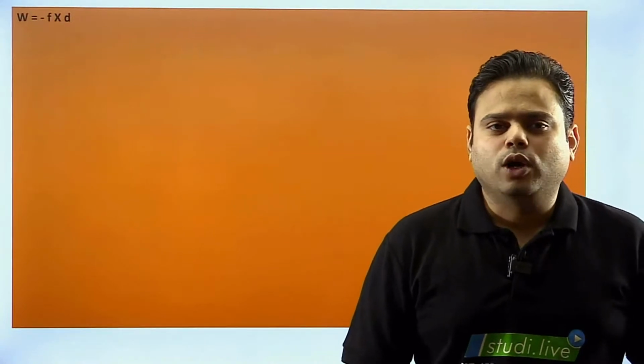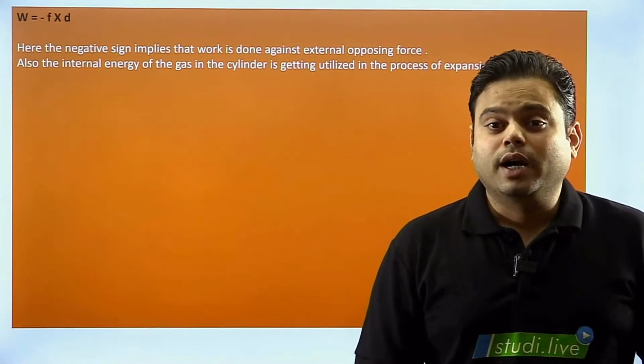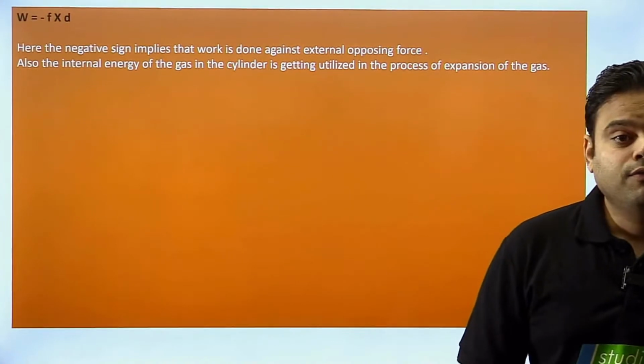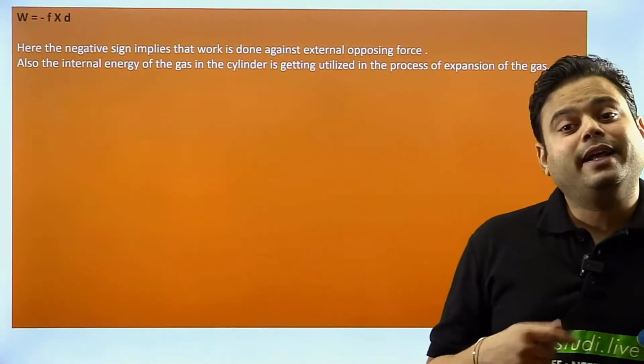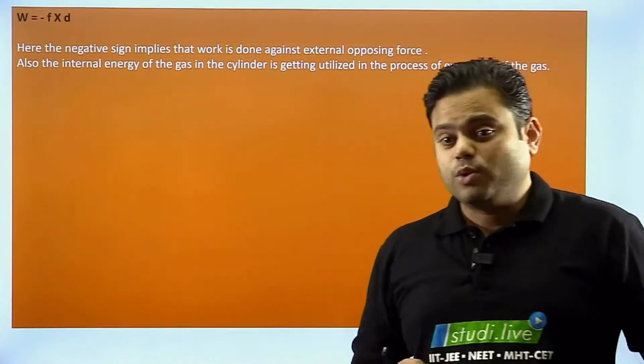Now, work W is equal to F into D, but here there is a minus sign. The negative sign indicates what? That work is done against an external opposing force. And also it is important to understand that the internal energy of the gas, अब piston को ऊपर move करवाने में who is doing the work?